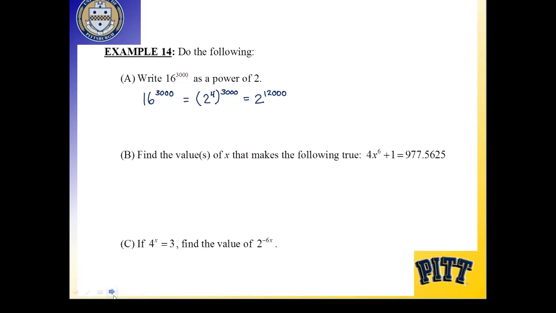For part B, find the values of x that make the following true. So basically they're asking you to solve an equation. Now, if you're seeing a lot of decimals being included, or you see them purposely putting a radical where you typically don't see them a whole lot, there's a reason for it.